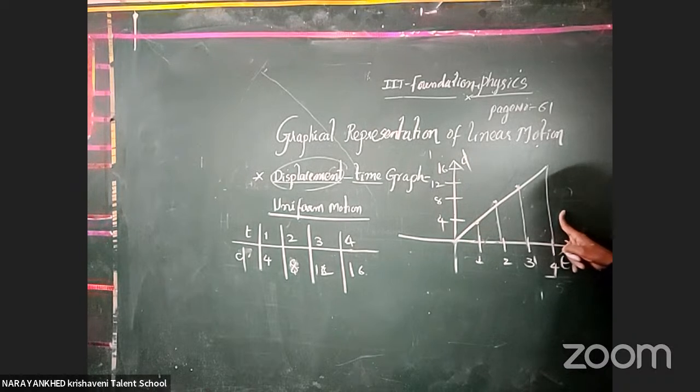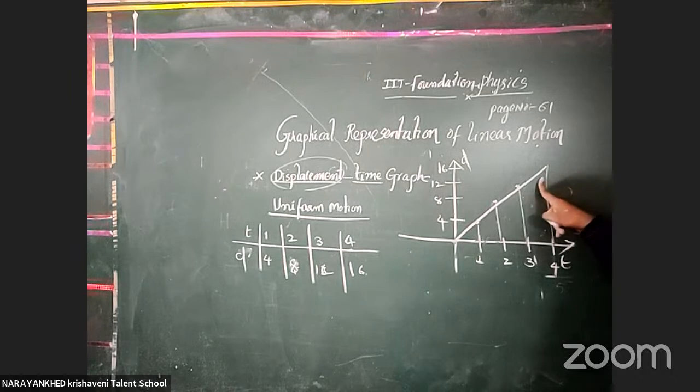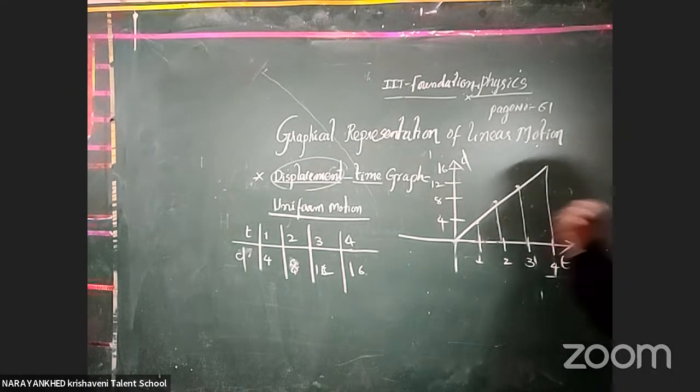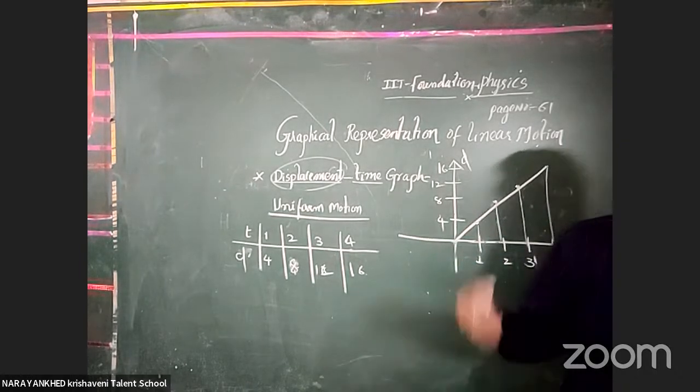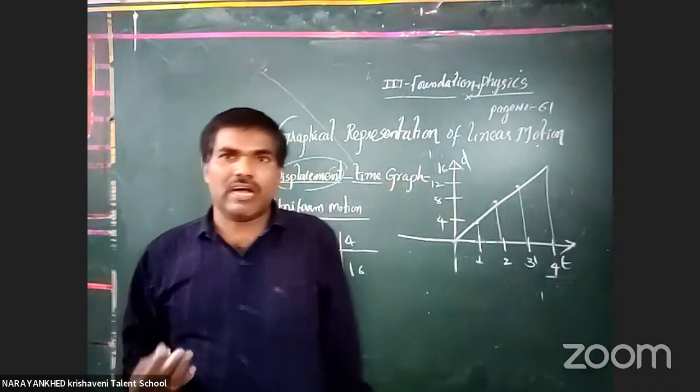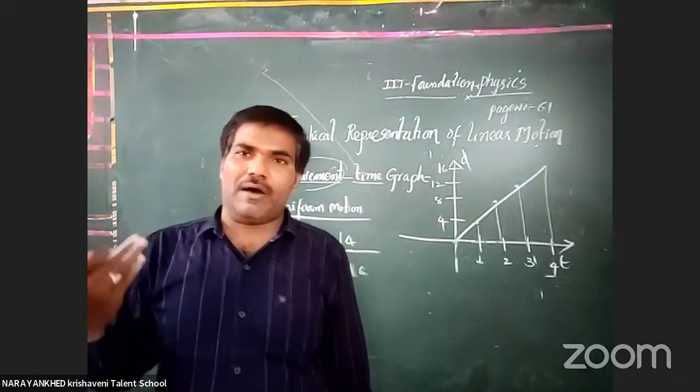Okay, clear or not, all of you? The graph is in the form of a straight line. What is it called? Yes, uniform motion. Or in another form, the displacement and time graph is in a straight line form.